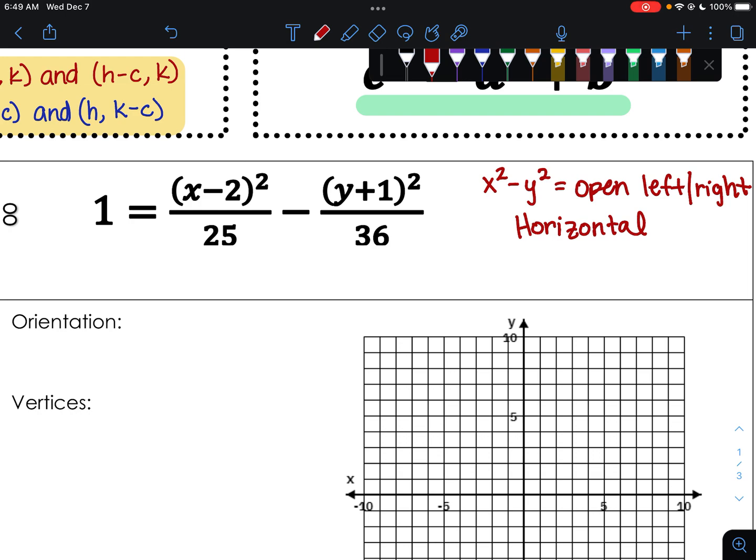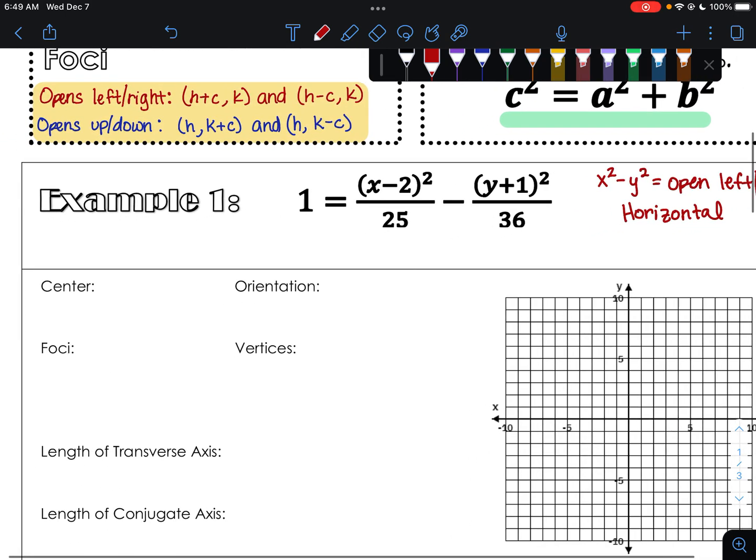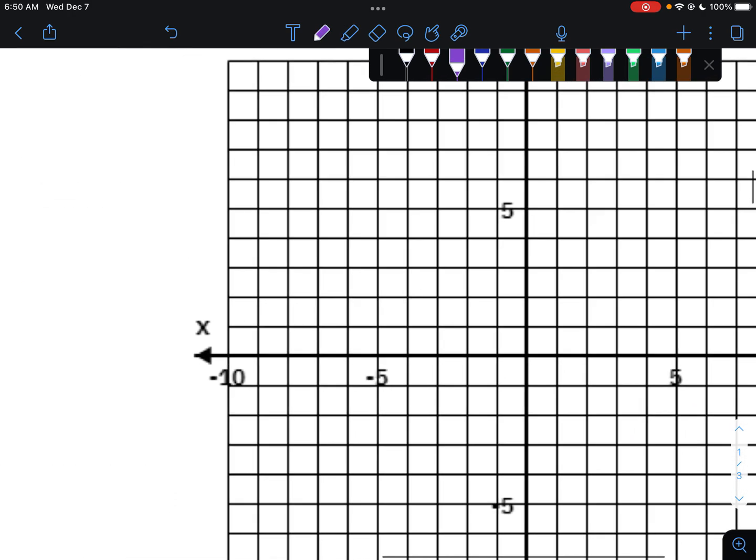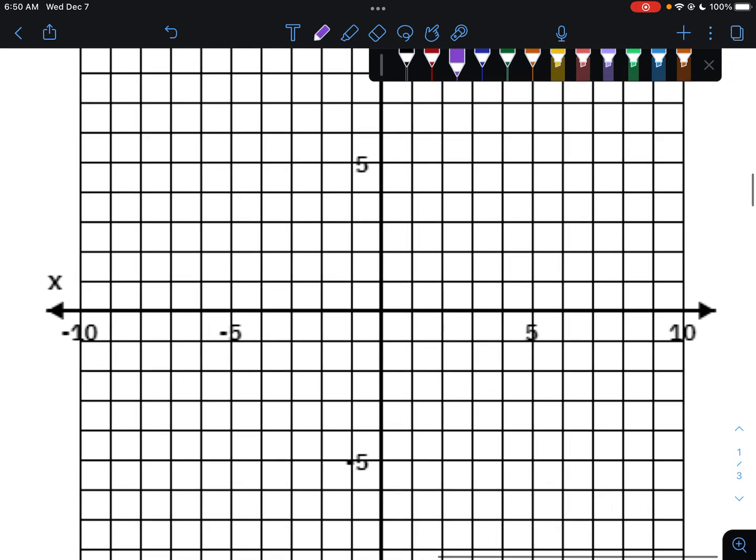Okay, so first thing we're going to do is we're going to identify our center. Our center comes from the numerators. So h is with the x, k is with the y. We take the opposite sign, so we get a positive 2, negative 1. That is our center right there. So we're going to plot that point 2, negative 1, which is right here.